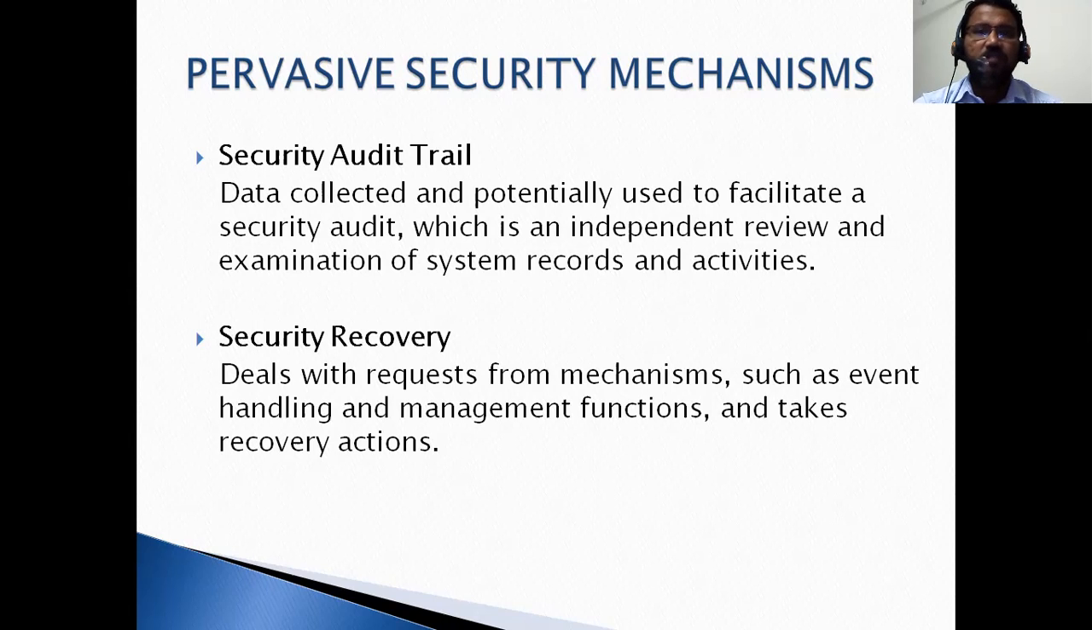The summary is that a mechanism is a function which provides some security, and a combination of all these methods is considered a security service, which will prevent our security attacks. So this is the conclusion of the class.